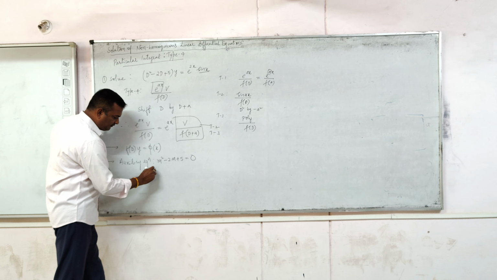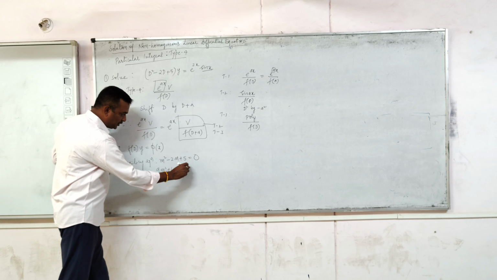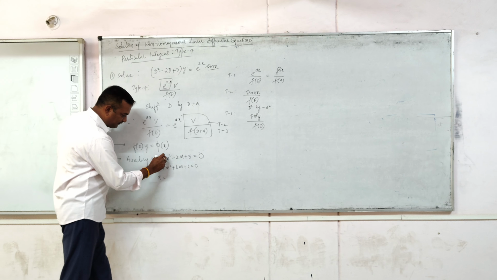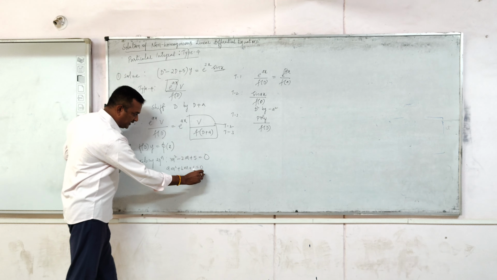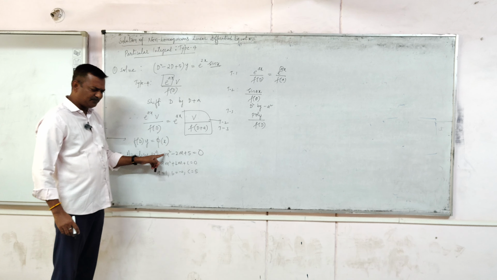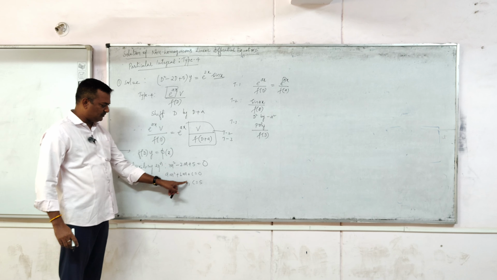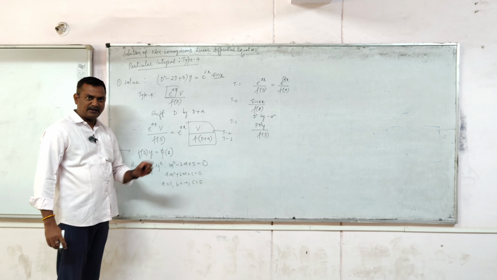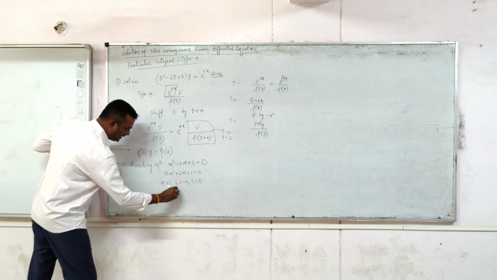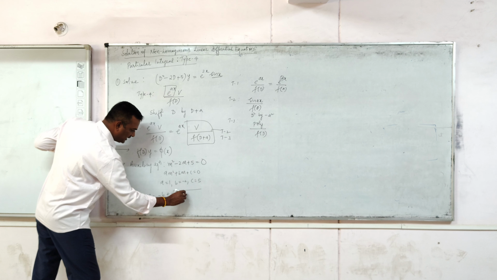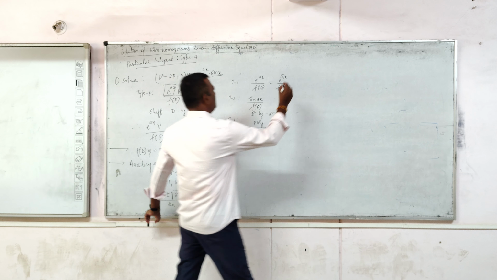First we compare with am square plus bm plus c equal to 0 and write the values of a, b and c. a is 1, b is minus 2 and c is 5. The coefficient of m square is 1, the coefficient of m is minus 2, and the c value is directly 5. Then we have a formula. What is Sridhar's formula? Minus b plus or minus square root of b square minus 4ac, divided by 2a. So just replace it and observe what the answer is.